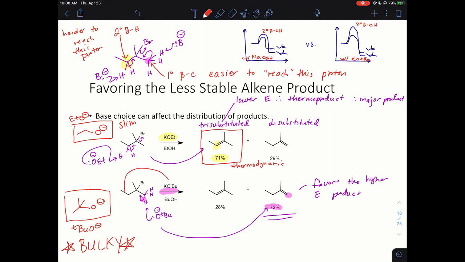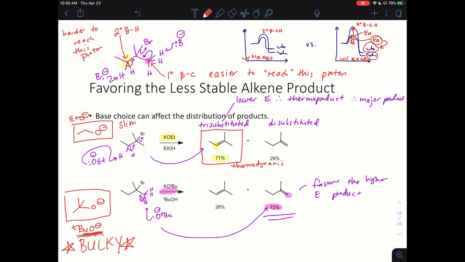Meanwhile, T-butoxide is just so bulky, so big, that to form this lower energy product, the activation barrier is just much higher than it was for ethoxide, since T-butoxide is so much bigger. So because there's that high activation barrier, we do favor the less stable product with the much lower activation barrier. It's just a much lower activation barrier to form the higher energy product. And that is because T-butoxide is bulky.